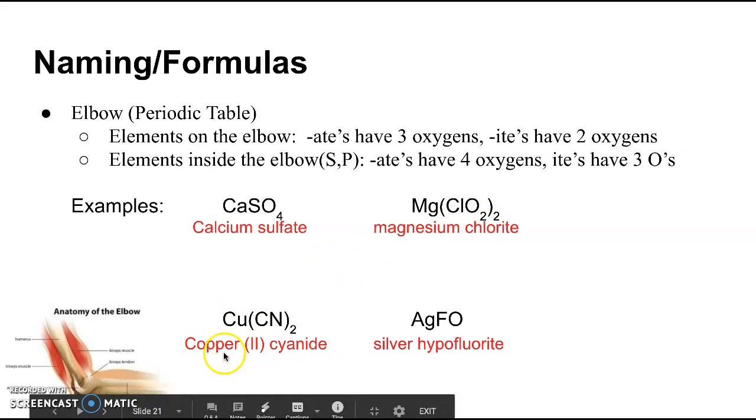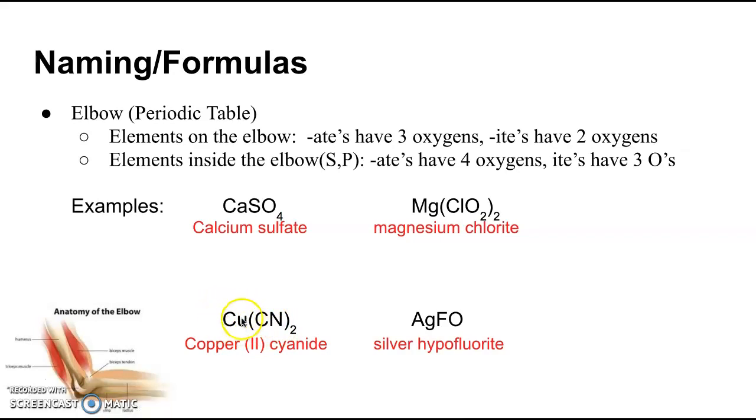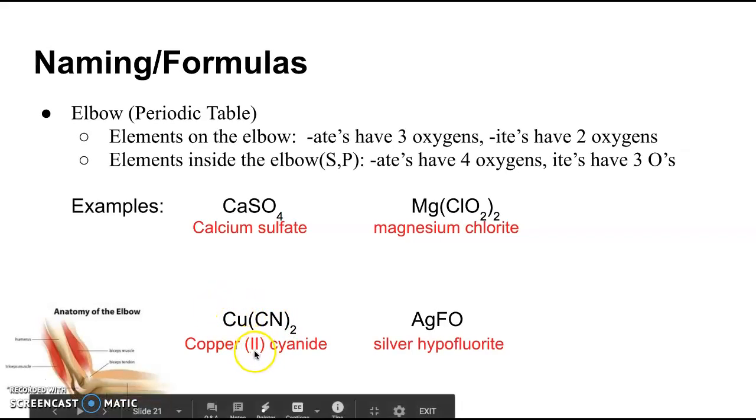Copper, now copper is a transition metal, so the rule of the Roman numerals still applies. Copper, you have to say if it's copper 1 or copper 2. So now you look and see CN is called cyanide, so that's going to be your negative ion. Well, there's 2 of the cyanides in the formula. Each cyanide is -1. That means the single copper has to be +2, so it's copper Roman numeral 2. And then over here you have silver. Silver, even though it's a transition metal, does not need a Roman numeral, so you just call it silver.